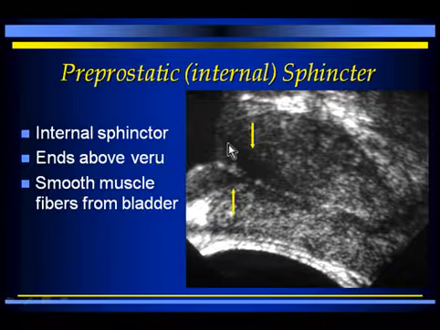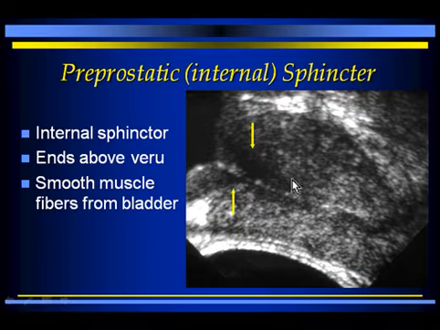Remember, the internal sphincter comes off the bladder, it's continuous with the bladder, and it ends at the level of the verumontanum.